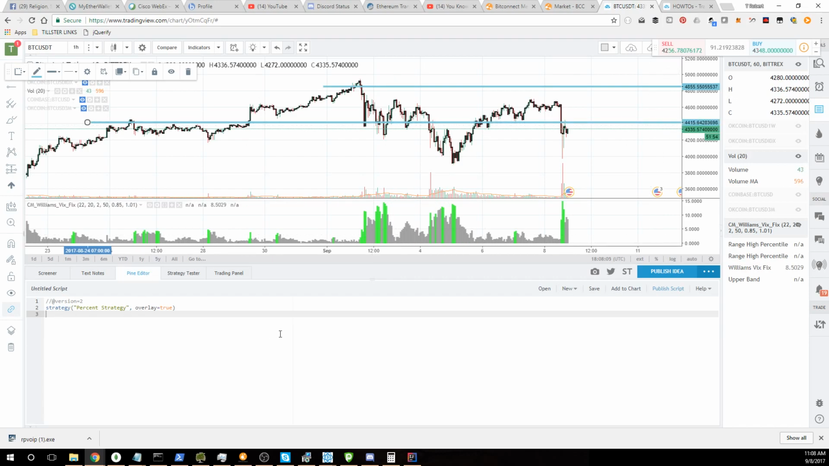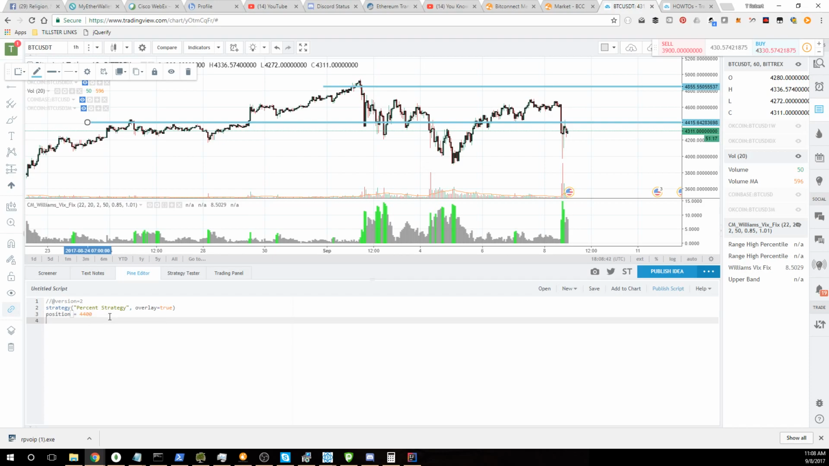Okay. What I'm going to do is define what we call a variable. A variable is just a location for a value to be stored. And when we store that value, the computer remembers that value for us. So I'm going to call this variable my position. This is me just defining an arbitrary name for a concept that I want the computer to know about. I just made up that word, and I'm going to say that that position is equal to 4,400, okay?